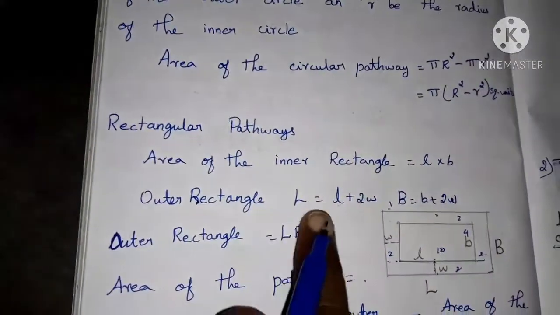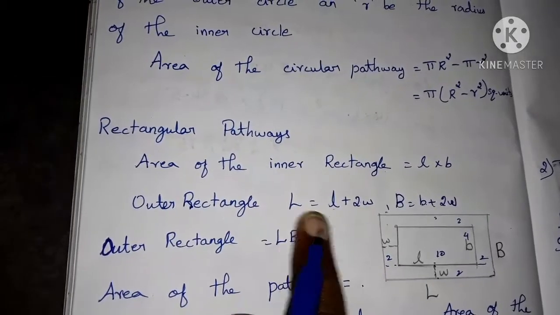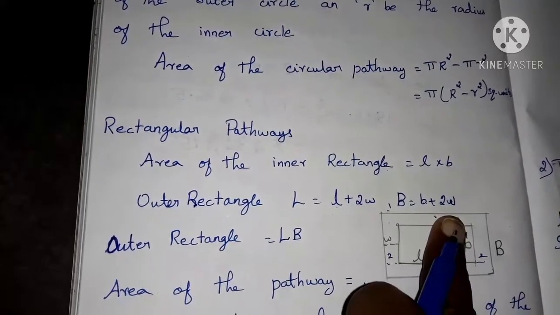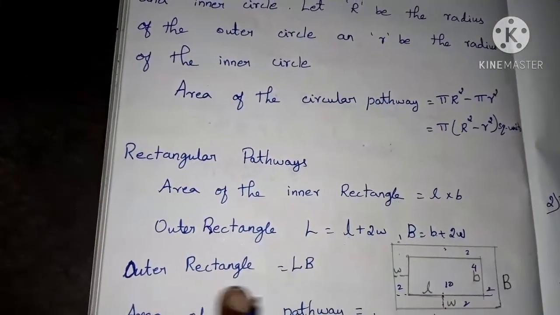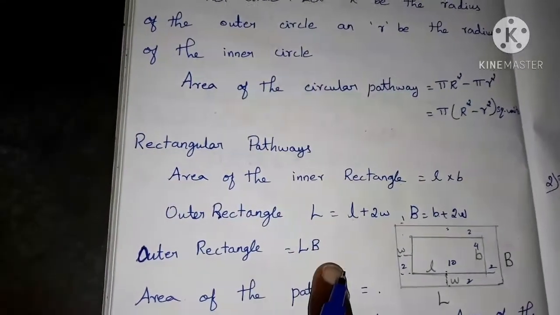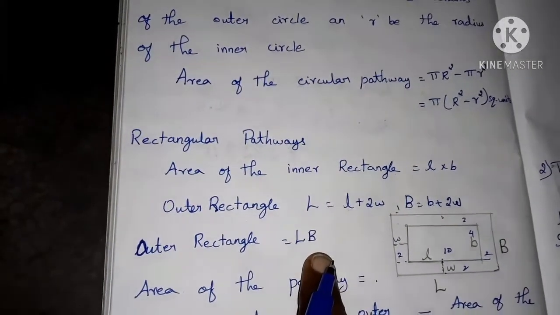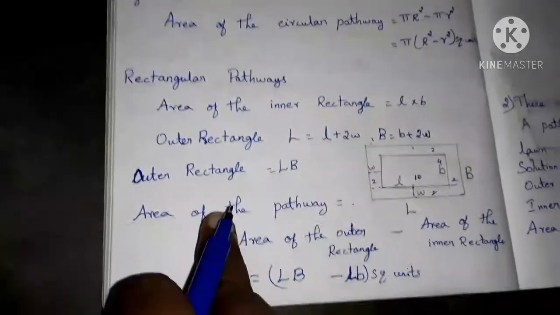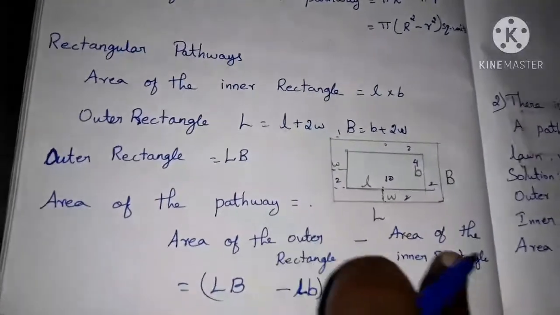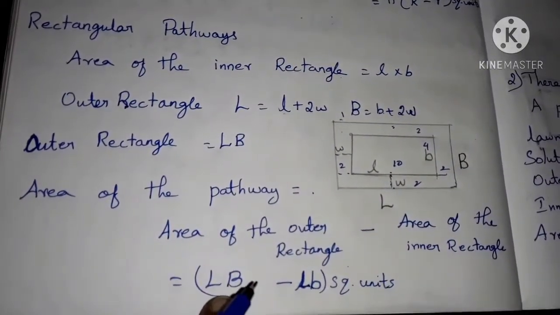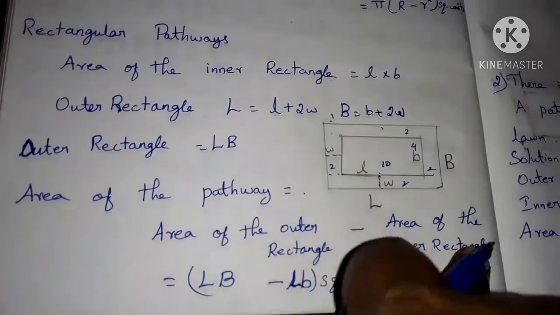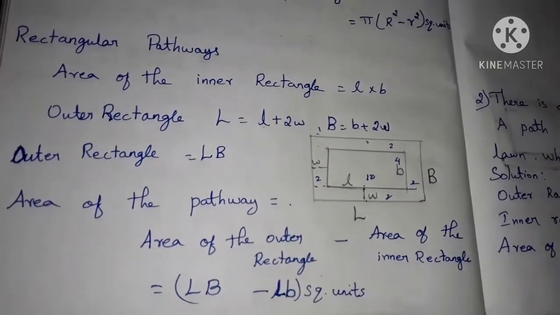So the outer rectangle length we denote by capital L, which is small l plus 2w. Capital B is equal to small b plus 2w. The outer rectangle area is capital L times B. So the area of the pathway is equal to the area of the outer rectangle minus the area of the inner rectangle. The area of the outer rectangle is capital LB, minus the area of the inner rectangle, which is small lb.